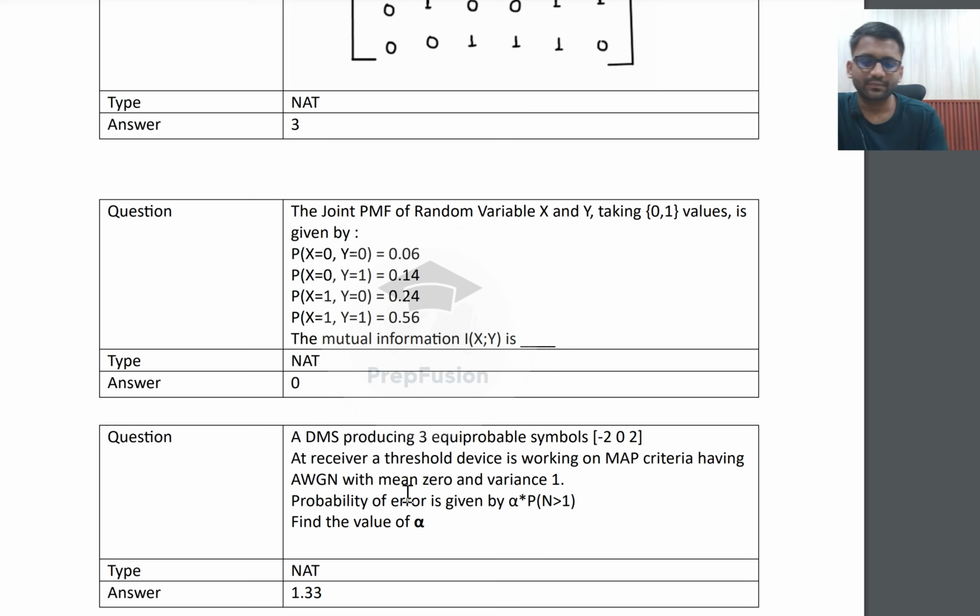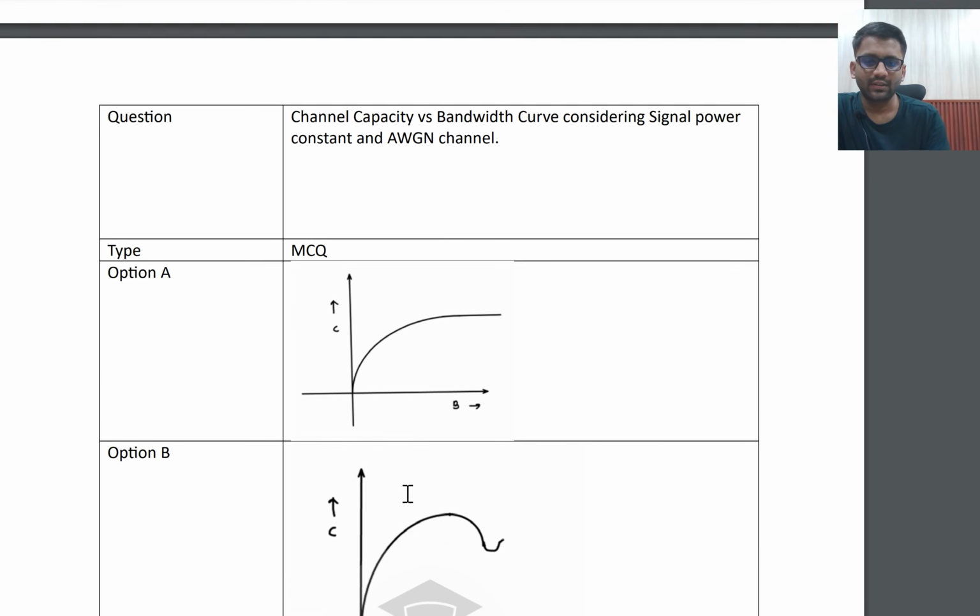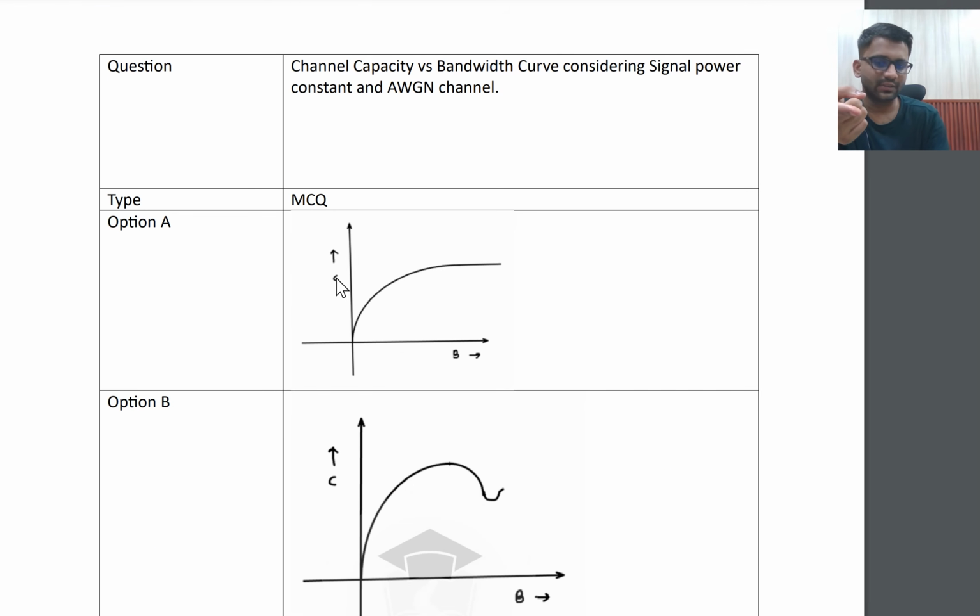Okay. Here the value of alpha will be 4 by 3, or you can say 1.33. Now this question was about a capacity versus bandwidth graph. So first it will rise aggressively and then it will saturate. You would have seen that formula with 1.44. So after that it will just saturate.